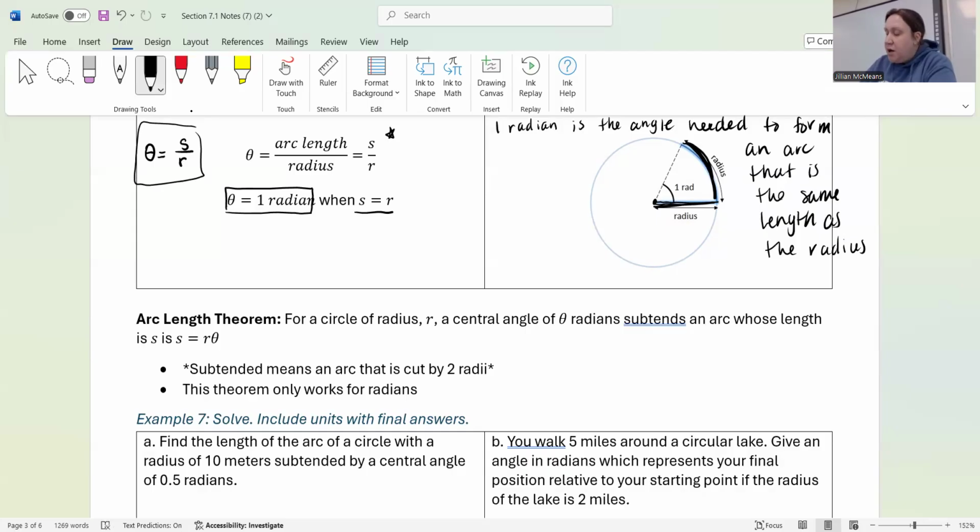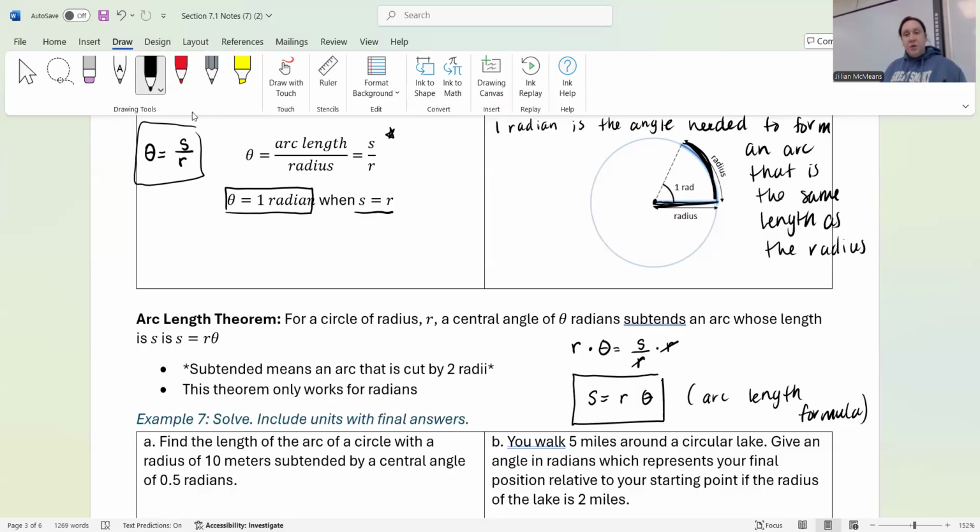We already know that theta is the ratio of the arc length to the radius. If I wanted to figure out what the arc length is, I could just solve this formula for s. In order to do that, I would multiply both sides by r. On the right, r divided by r is 1, and 1 times s is s. So we get s equals the radius times theta. And this is our arc length formula.